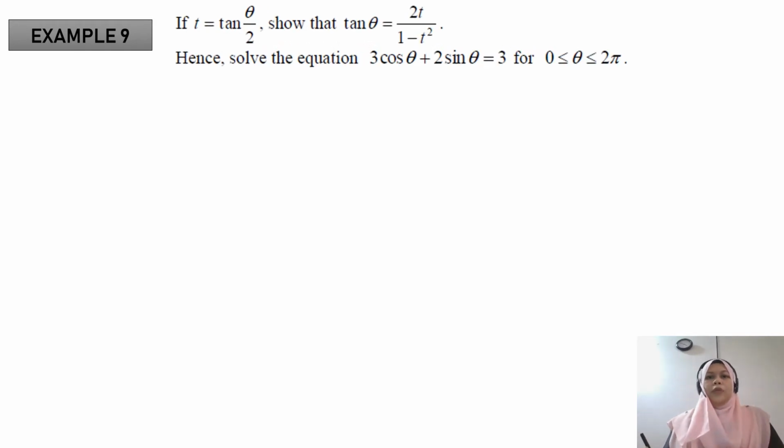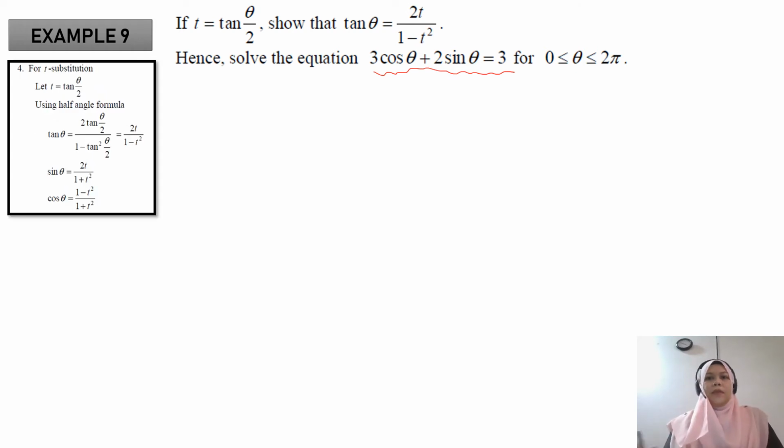Alright, we move on to example 9. In example 9 we show you how to solve a trigonometric equation that equals a number. There are two methods of doing it: either using the t substitution or using R cos R sin. In this example 9, we are going to use the t substitution. I just put this back as your reference, but you can find this in the first slide of 7.3.